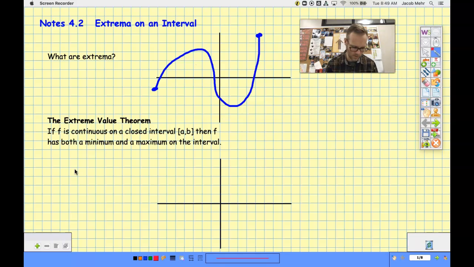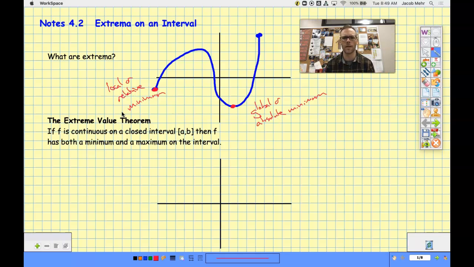So if we have a function that looks like this, what does this have for extrema? Well, I notice right here that this point is lower than every point around it, so it's a minimum. However, is it the minimum on the entire graph? No, the minimum on the entire graph is right here. So this is called a local or relative minimum, where this is a global or absolute minimum.